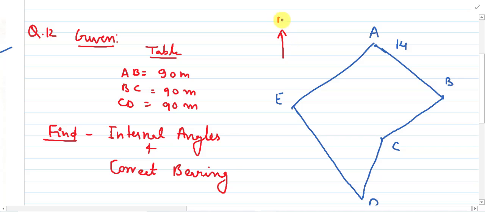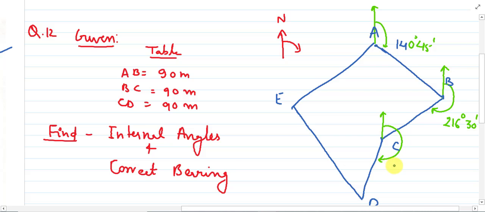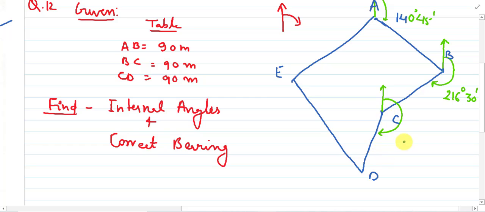Let's assume this is our north direction, so we are going to take every angle from this north direction in clockwise direction. So this is our north. From here we draw our B point in the direction of 140 degree 45 minutes. From this B point we draw our C point like this in clockwise direction, and this angle is 216 degree 30 minute. Again this is our north direction, and again we take angle up to the line CD, and this angle is at station C, which value is 209 degree 15 minute.